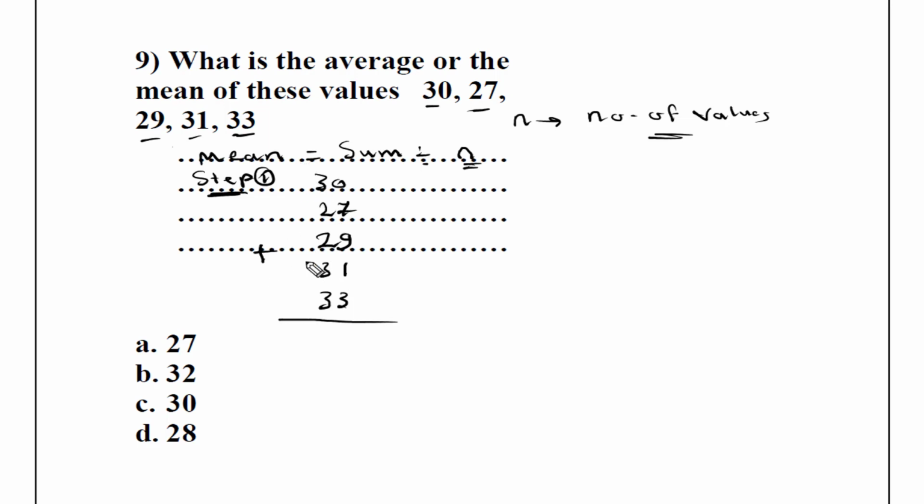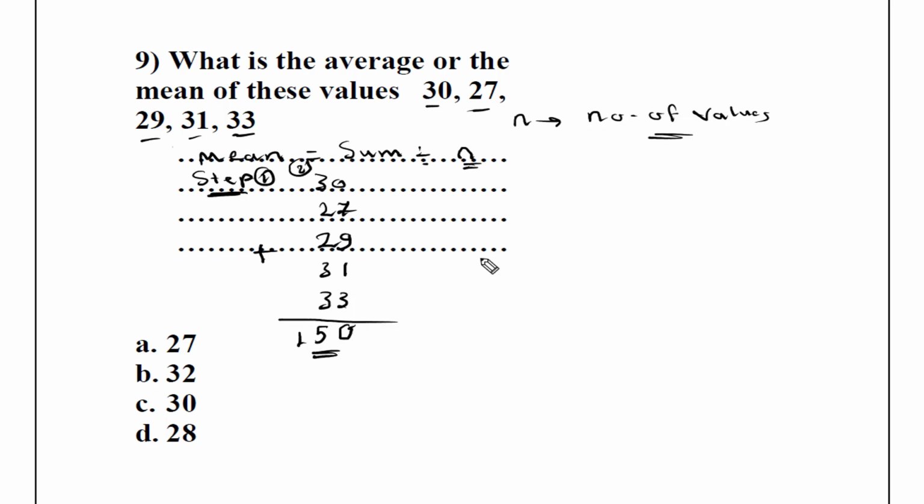If we add these values, 0 plus 7 is 7, 7 plus 9 is 16, 16 plus 1 is 17, 17 plus 3 is 20. Write 0 and carry 2. 2 plus 3 becomes 5, 5 plus 2 is 7, 7 plus 2 is 9, 9 plus 3 is 12, 12 plus 3 is 15. So the sum is 150.